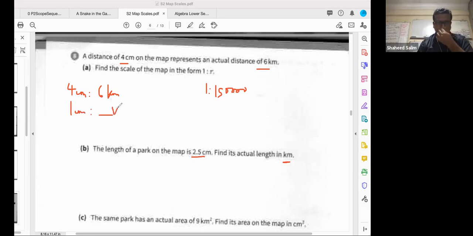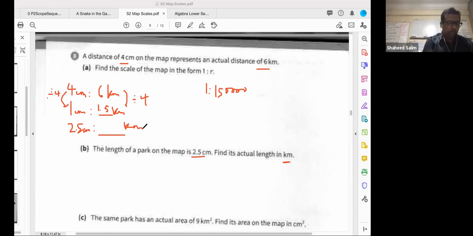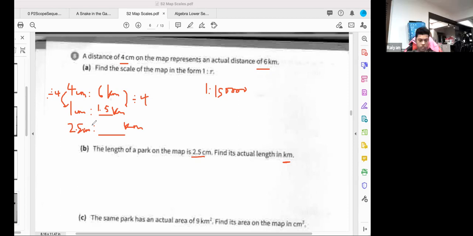1 is to how many? This one you divide by 4, you know. So divide by 4, so what do you get? 1 point. Okay, good. Now you just fill up. They give you 2.5 here. Now you know what to do already. Can you see what I do now? Now you just fill in the blank. Finish. What's your answer? 3.75. All right, well done.